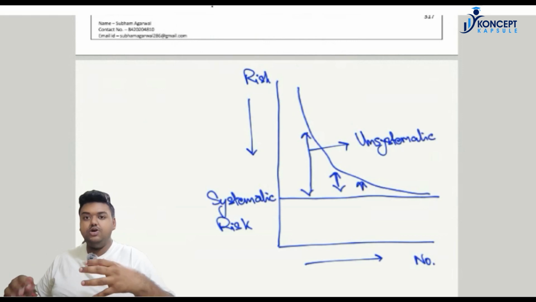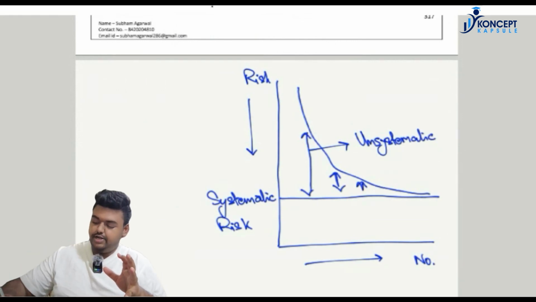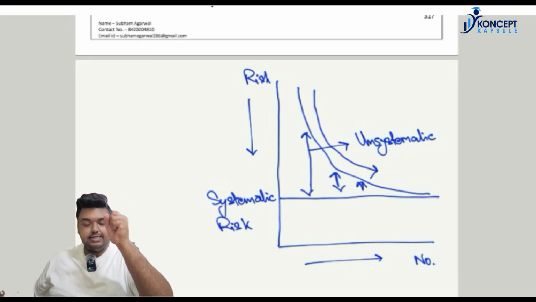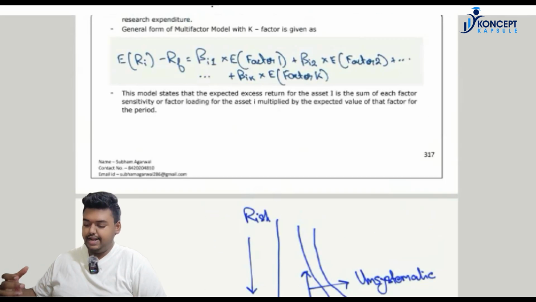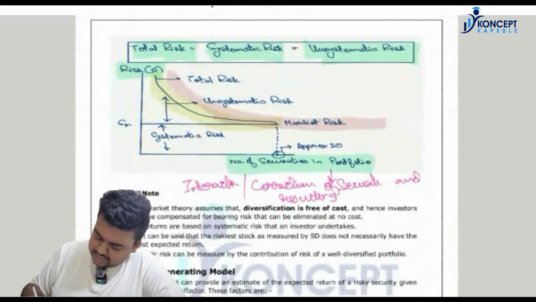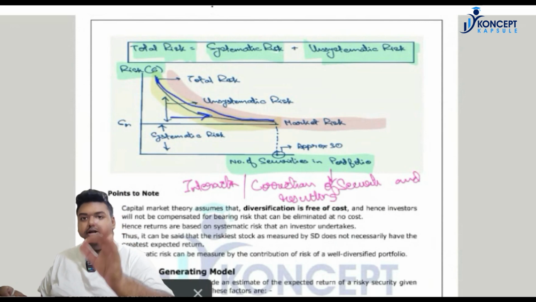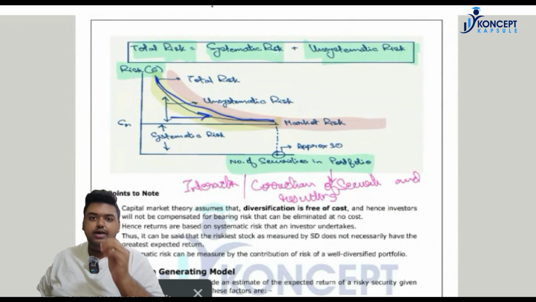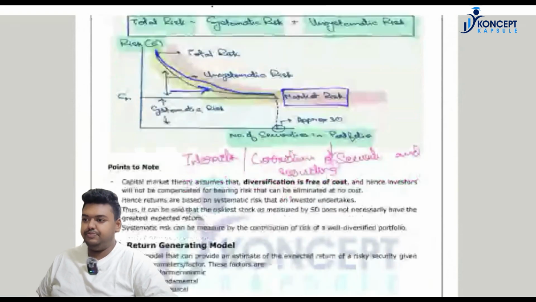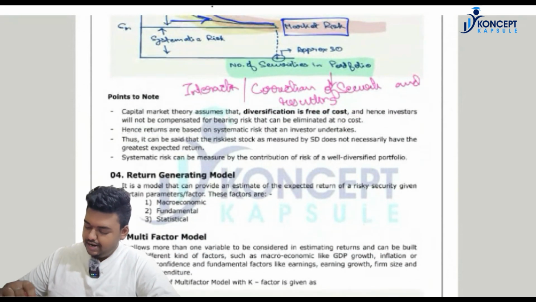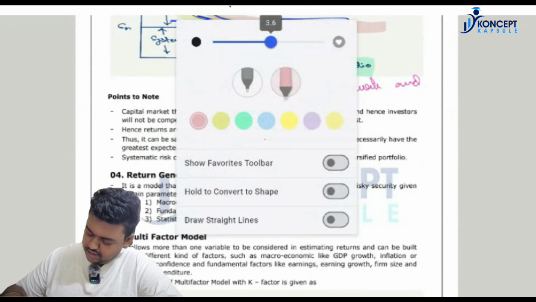As you can see, as you are increasing the number of securities, unsystematic risk is coming down. Why? Because there are more number of securities in a portfolio to interact. As you are increasing the number of securities, the unsystematic risk is coming down, but it is getting stable at a point of time. Why? Because at that point, it is only exposed to systematic risk or market risk. Are we clear? Okay.